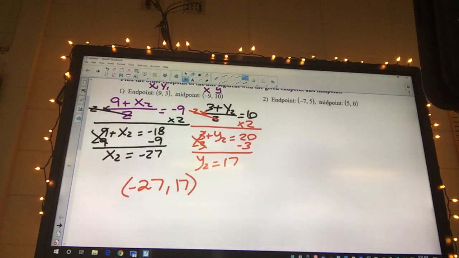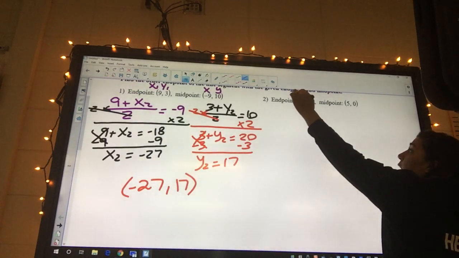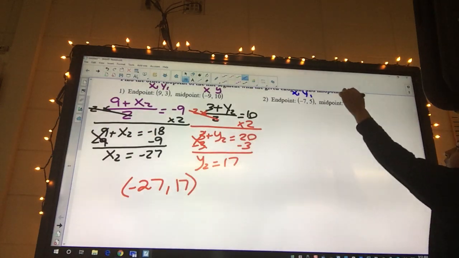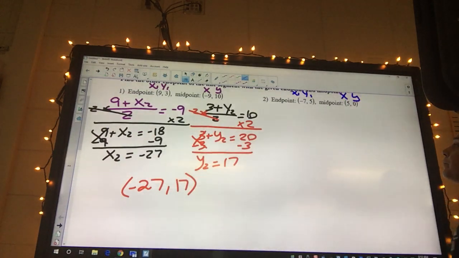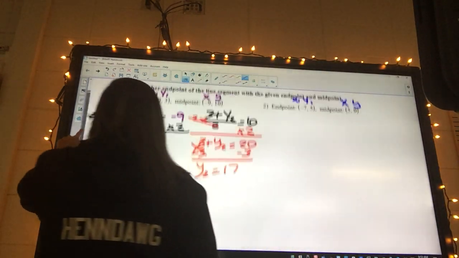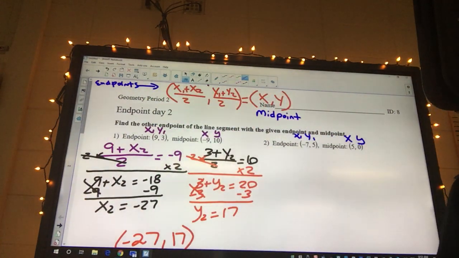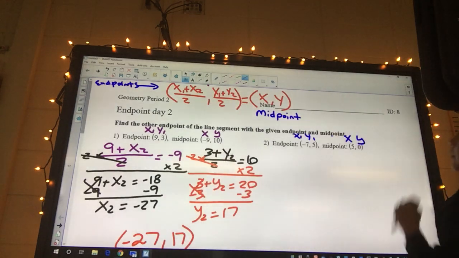Okay, so number 2, same thing. Our very first step is going to be to label the endpoint x sub 1, y sub 1, and our midpoint is just going to be x and y. Now we're ready to set these up. And we can see from our little chart that the x subs are going to be endpoints, and the big Y's and X's are going to be the midpoints.